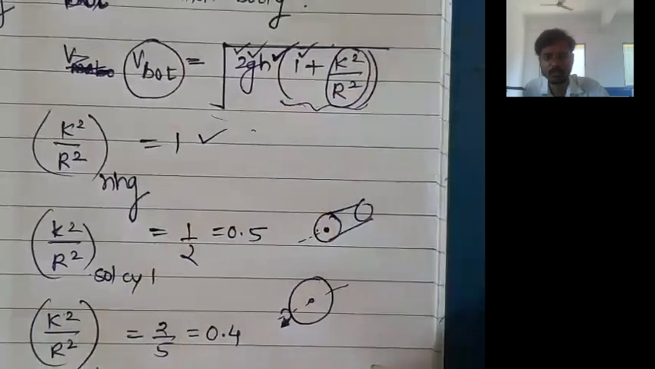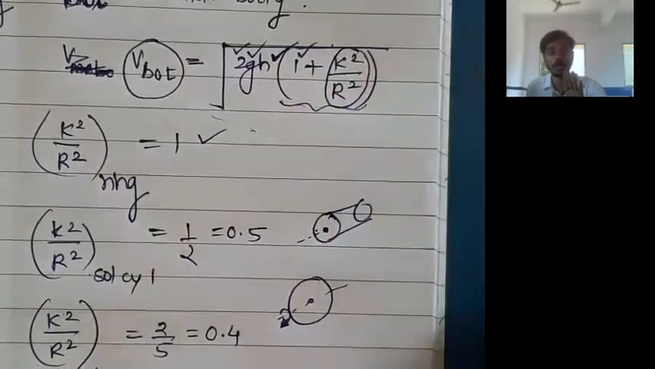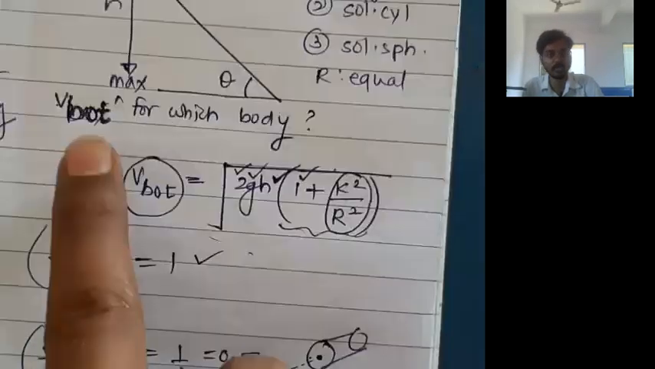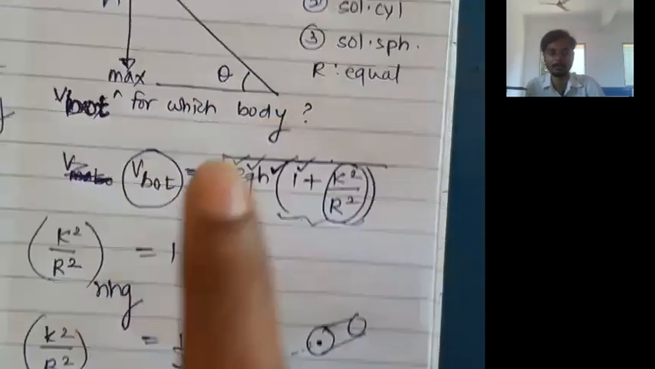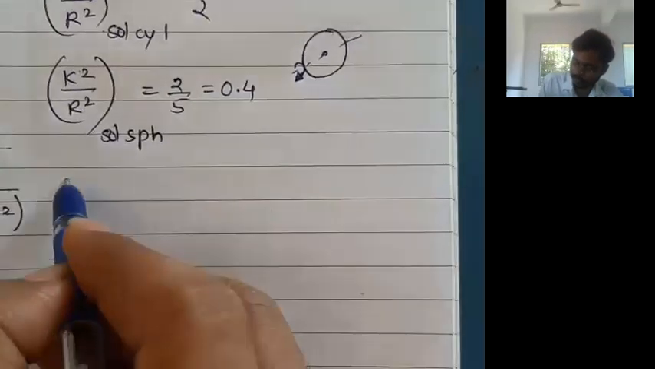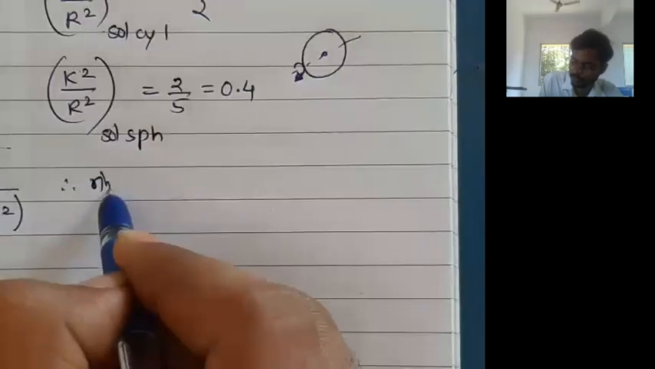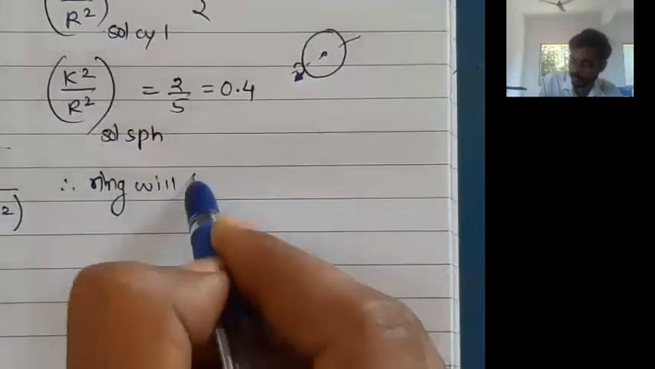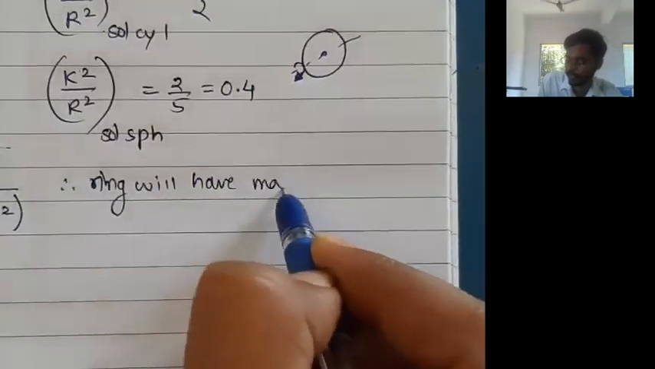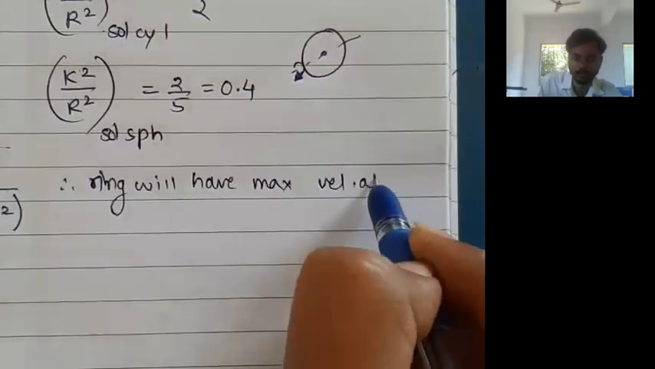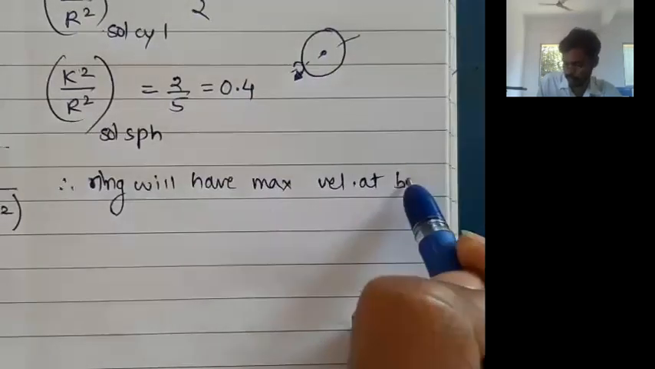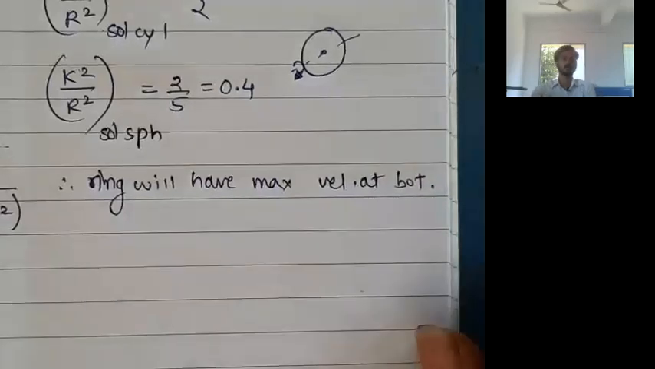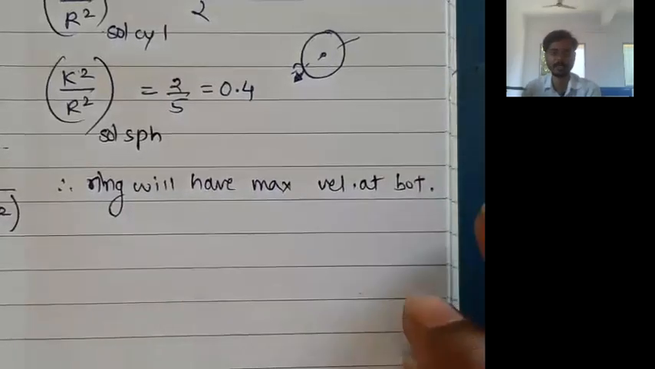Which object will have maximum velocity at the bottom? Ring will have maximum velocity at the bottom. Are you getting this? Reply me in the chat box. Is this type of question? Okay, here we need somewhat thinking and comparison as well.